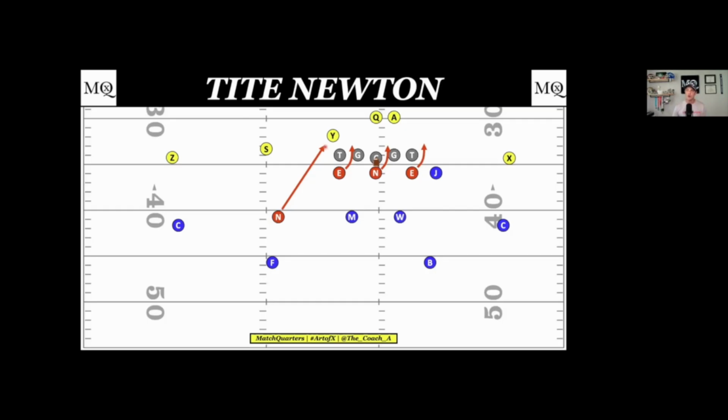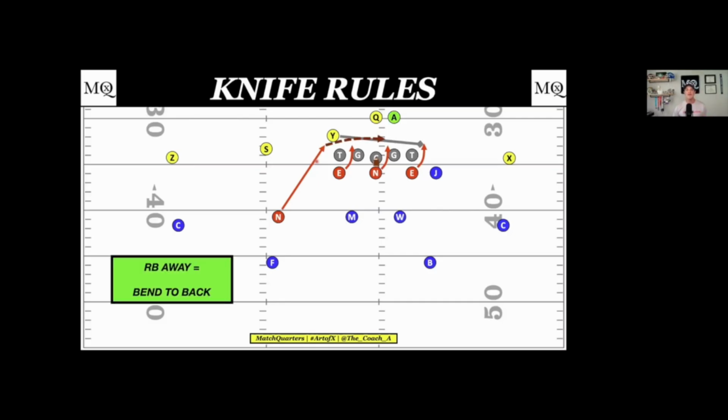Now, it's important to understand how back placement affects this path. If we are going to blitz the nickel, he needs to understand where the running back is. I call these knife rules. And so when the running back is away, we want to bend to the back. So as I work vertically, I see we're getting split zone. I can then bend to the back because I don't necessarily need to have contain outside because I can hold that contain as I'm working to the back. So running back away, I bend to the back.